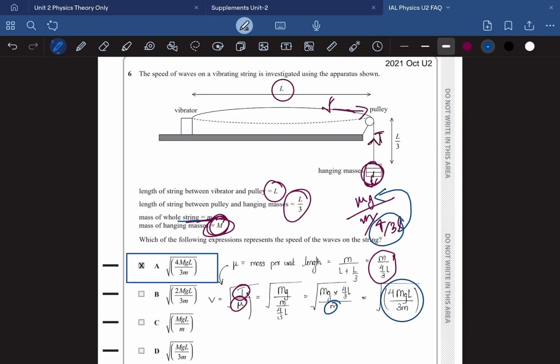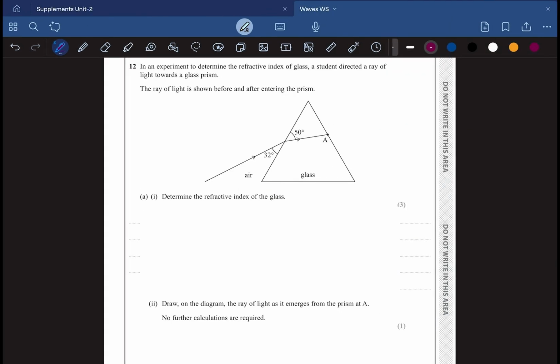That was a tricky question, but it's solvable if you think accurately. So make sure you remember this particular concept. Now let's have a look at this question.